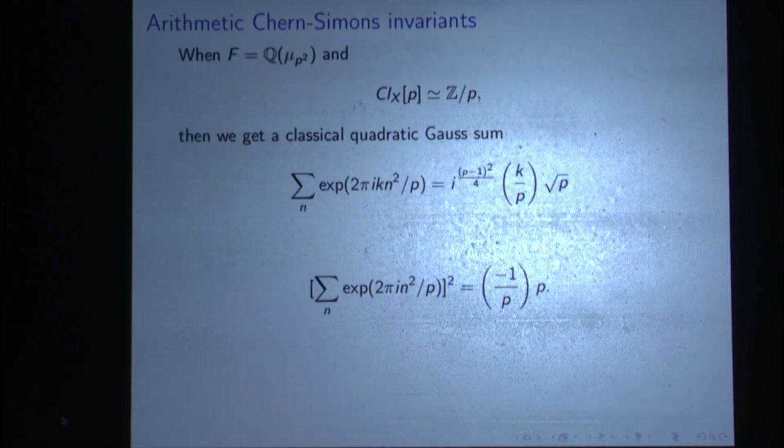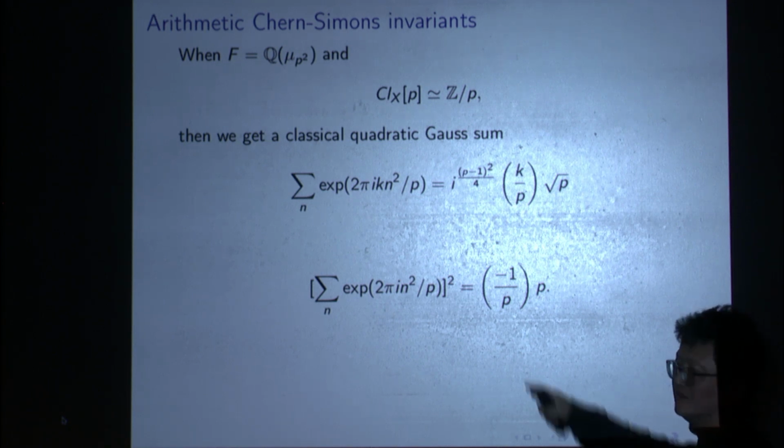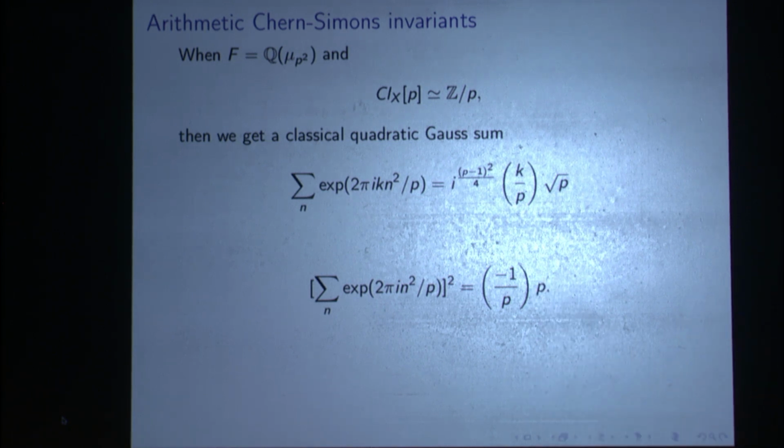Now here's a concrete example. Suppose F is the field generated by the p-th roots of unity. And I'm going to make a rather restrictive assumption. This occurs not infrequently. These are called irregular primes. But anyways, I'm going to assume that inside the ideal class group, the p part is exactly Z mod p. In that case, the previous path integral, now this is without the insertions, just gives rise to this classical Gauss sum that goes back to Gauss, of course. And so this is rather interesting.